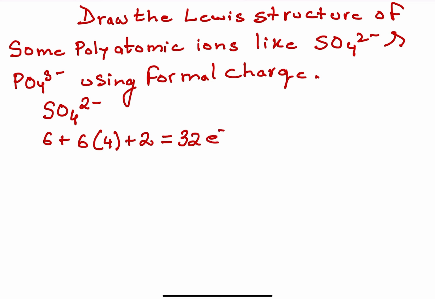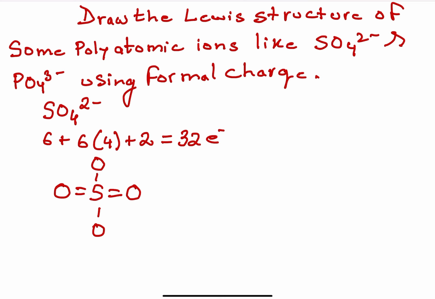Now let's draw the Lewis structure of the sulfate ion, and then we will confirm the structure by calculating the formal charge. So sulfur in the middle, one oxygen at the top, another oxygen at the bottom, one oxygen here, another oxygen this side. Now you'll see there are two double bonds and two single bonds.